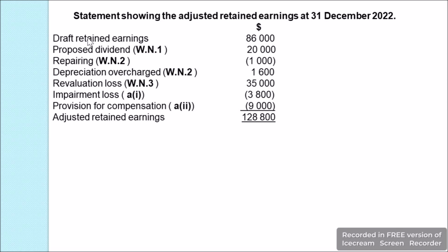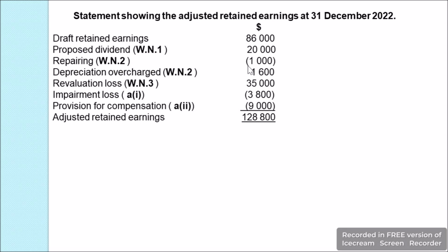We will start with the drafted retained earning. This was the retained earning which was given as $86,000. Then the proposed dividend which we have calculated in the first working notes, and proposed dividend is just added as a note to final accounts. This should not be set against the retained earning, hence we are going to add that back, $20,000 which we have calculated in the first working notes, and then the rebates which we have calculated in the second working notes.